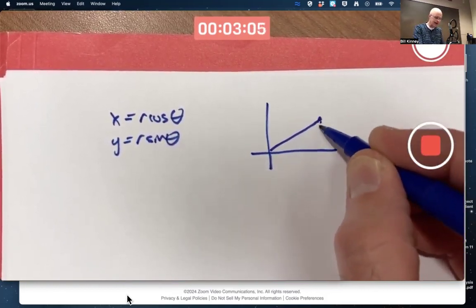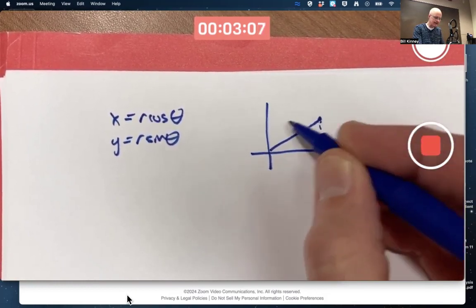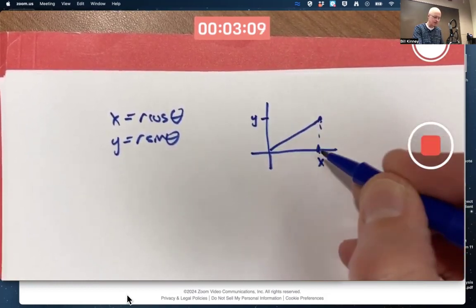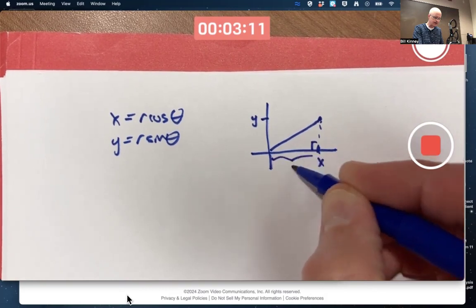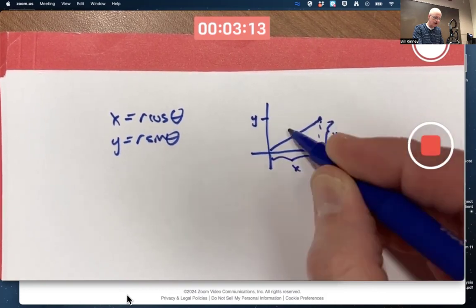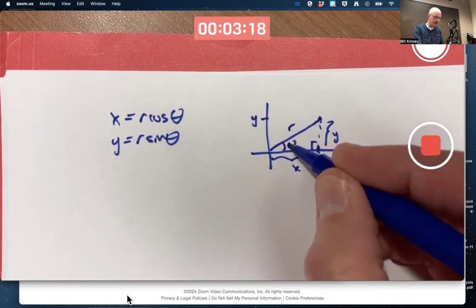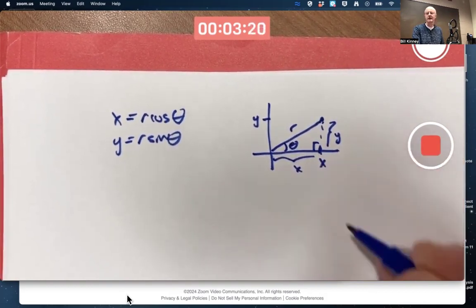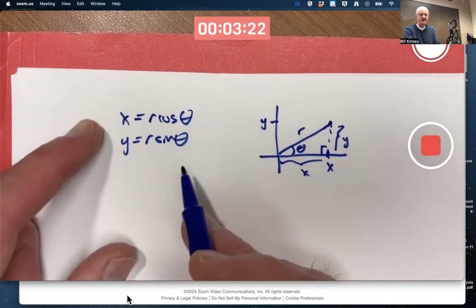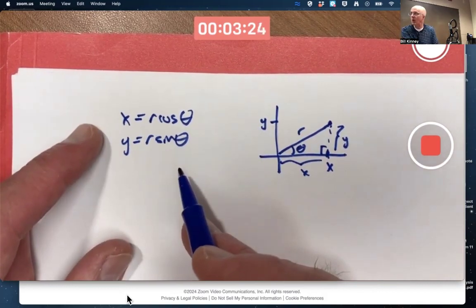is that this number here is X, this number here is Y. So if you've got a right triangle like this, where this distance is X and this is Y, the hypotenuse has length R, and the angle theta is the angle with the positive x-axis. And you can derive these two formulas using SOHCAHTOA.